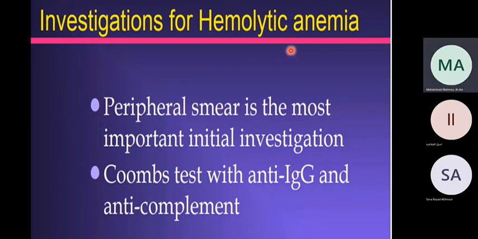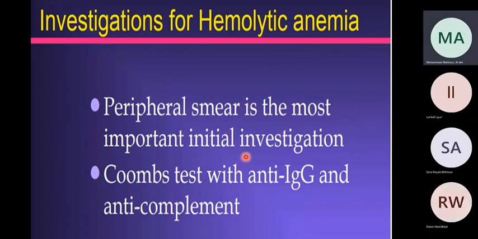So for investigation of a hemolytic anemia, the peripheral smear is the most important initial investigation. What do we mean by peripheral smear? We take a drop of blood, put it on a slide, spread it, stain it, and examine it under the microscope. What is the importance of this in a patient with hemolytic anemia? We're looking for the shape of the RBC.